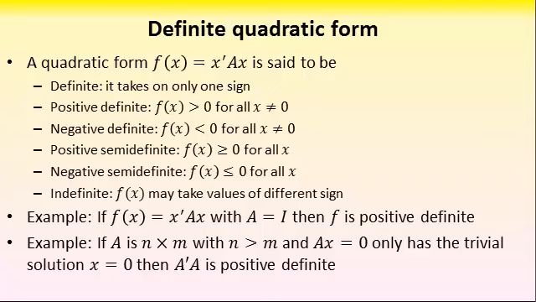Here is another important example. If A is an n by m matrix where n is greater than m, that is, A has more rows than columns, and you consider the linear homogeneous system of equations Ax equal to 0, and you find that this system only has the trivial solution x equal to 0, well, in that case, the matrix A transpose A must be positive definite. A prime A is here an m by m matrix. So let's try to show this.